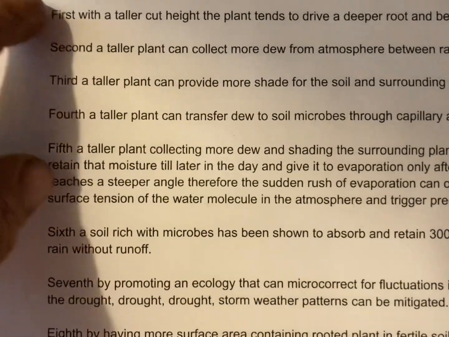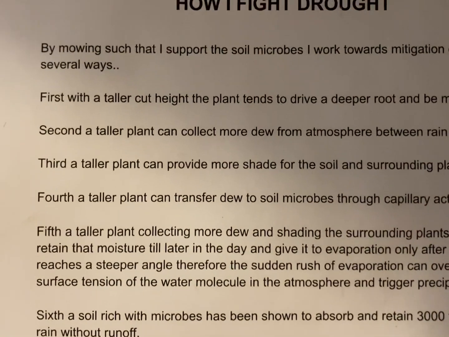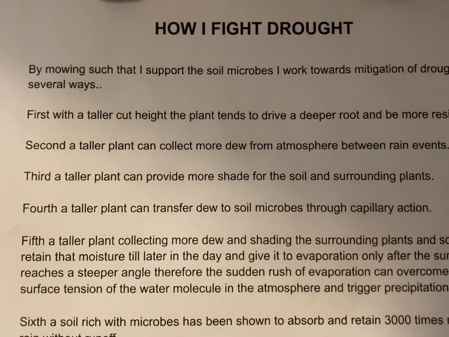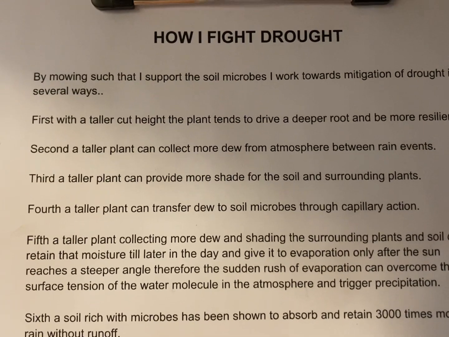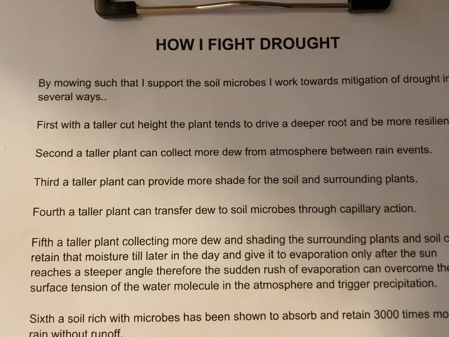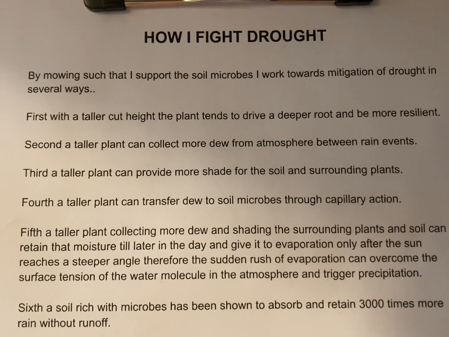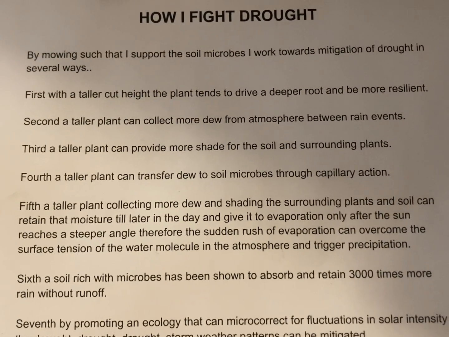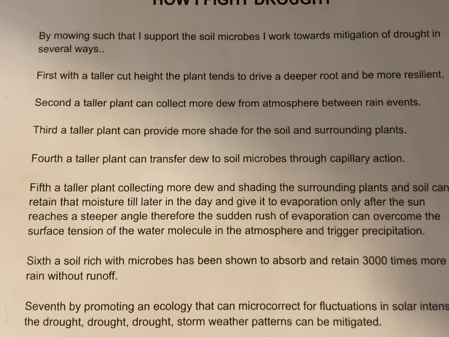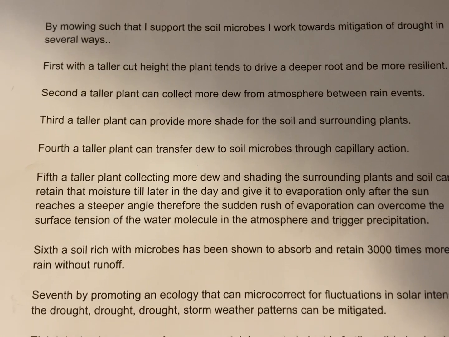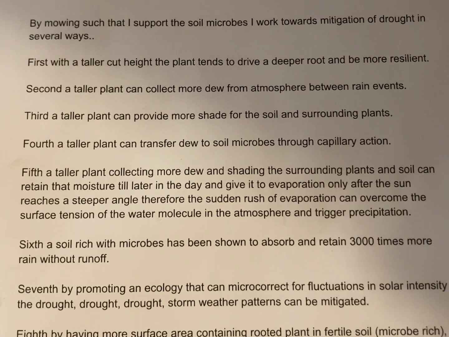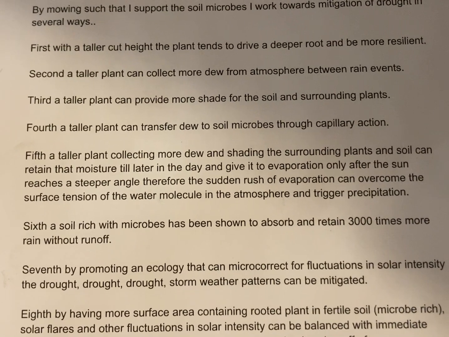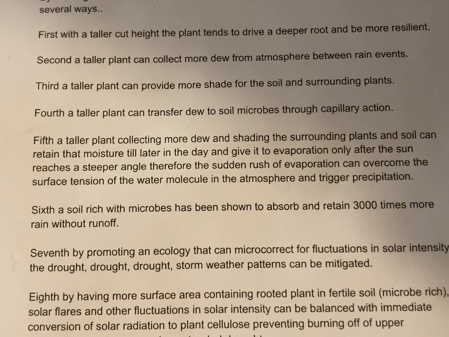So just saying, right here, by mowing such that I support the soil microbes, I work towards mitigation of drought in several ways. First, with a taller cut height, the plant tends to drive a deeper root and be more resilient. Second, a taller plant can collect more dew from the atmosphere between rain events. Third, a taller plant can provide more shade for the soil and surrounding plants. Fourth, a taller plant can transfer dew to soil microbes through capillary action.